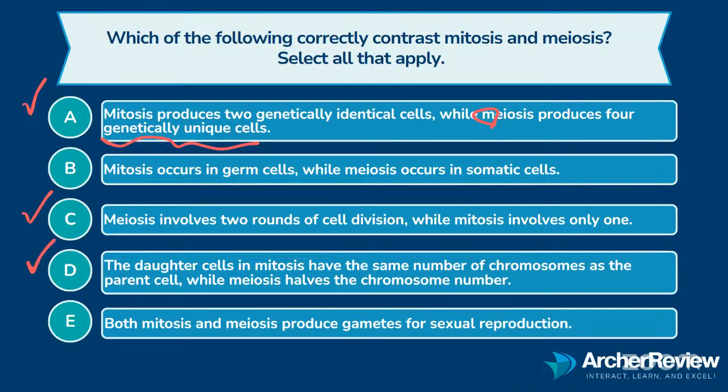All right, our final correct answer on this was D. The daughter cells in mitosis have the same number of chromosomes as the parent cell. Yes, 46 and 46, while meiosis halves the number of chromosomes. Absolutely, 46 to 23.